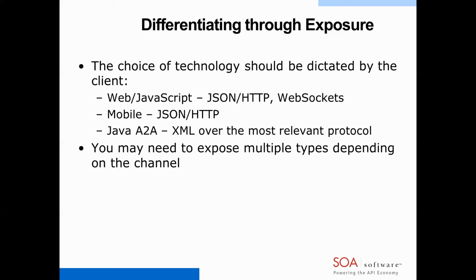Don't get bogged down and don't get locked into other people's preconceived notions as to what an API is. Look at who is going to be using those APIs and what technology sets are the best choices. And you may very well need to expose multiple API types, for want of a better term, depending on the channel that you're trying to create. So you might need to expose both a JSON over HTTP as well as an XML over HTTP style API, because you're going to be catering to different consuming clients.